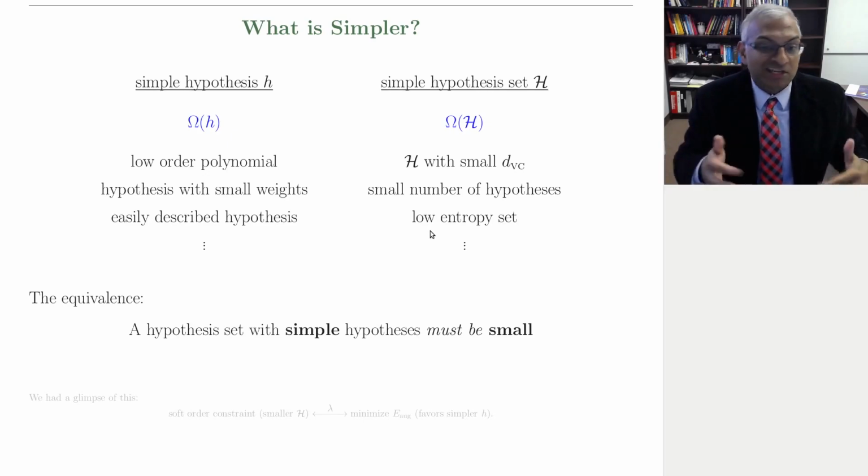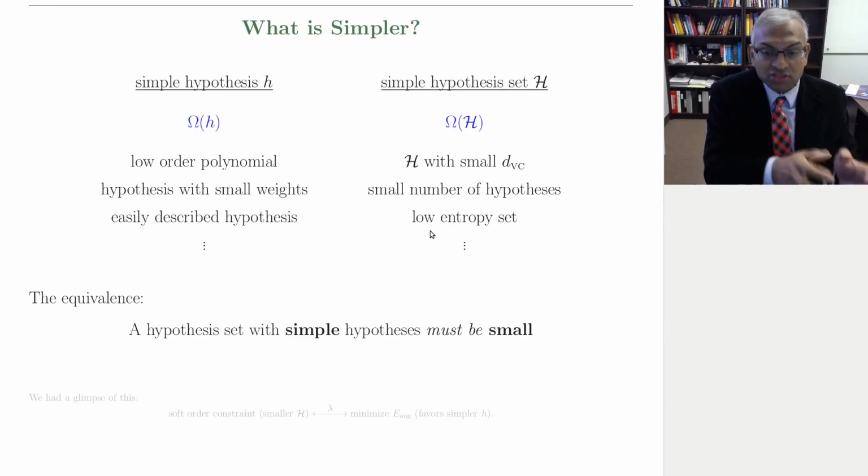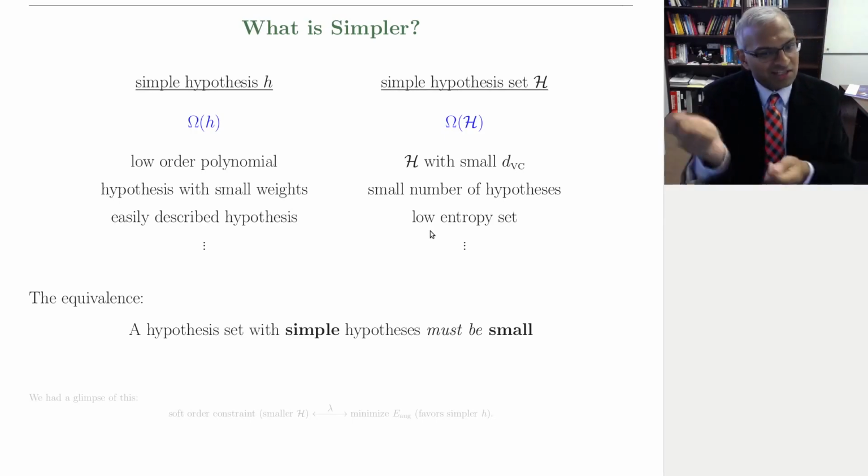So, by just a counting argument, the hypothesis set has to be small. So if simple hypotheses are the only ones in your hypothesis set, then it must be small, and so the hypothesis set itself is small. So there's a link between these two.